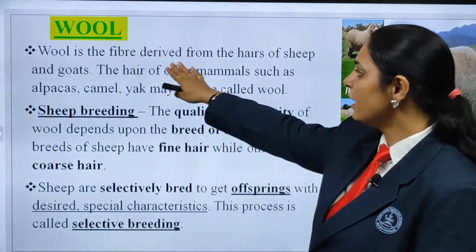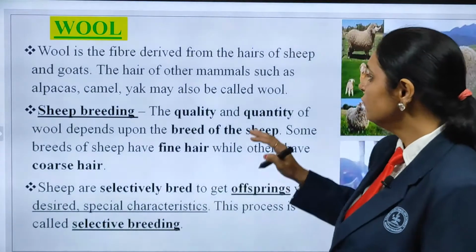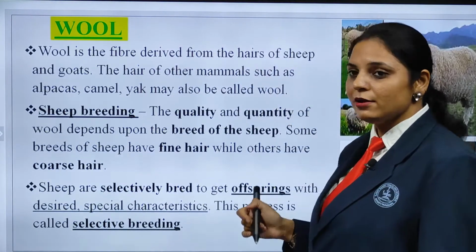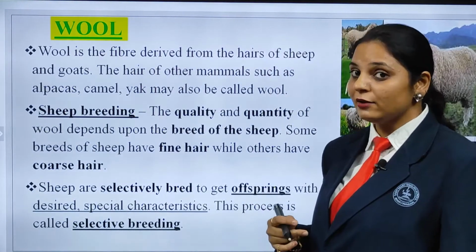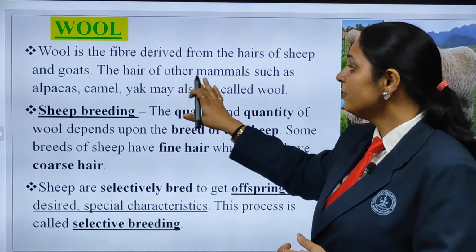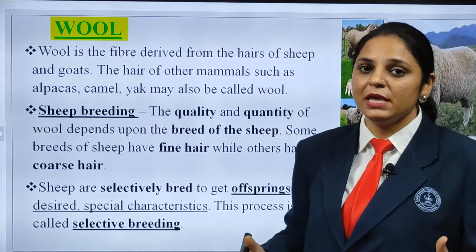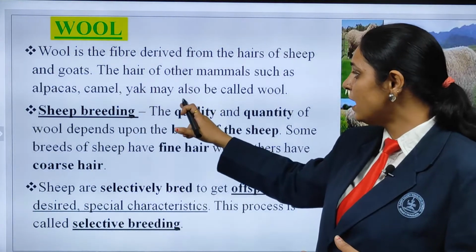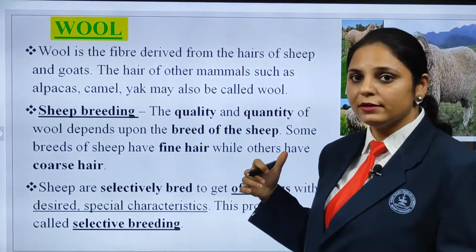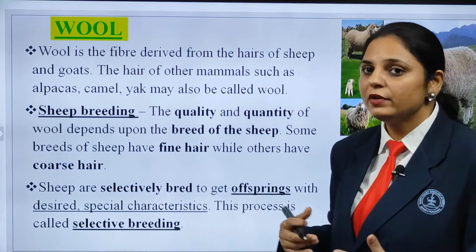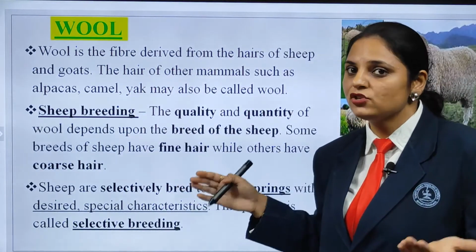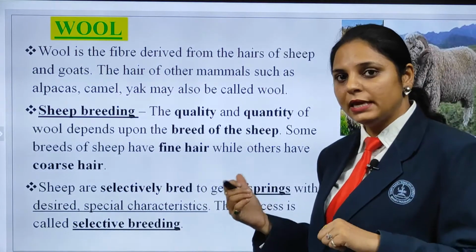This is what I was talking about, the wool. What is it? It's a fiber, and it is derived from the hairs of, from where do we derive? I have shown you, we get it from sheep or goat, and the hair of other mammals, that may be alpacas, camel, yak, which is also called wool. Yes, from the yak we also get the wool. So this is what wool is. Wool is actually a fiber that we get from animals.